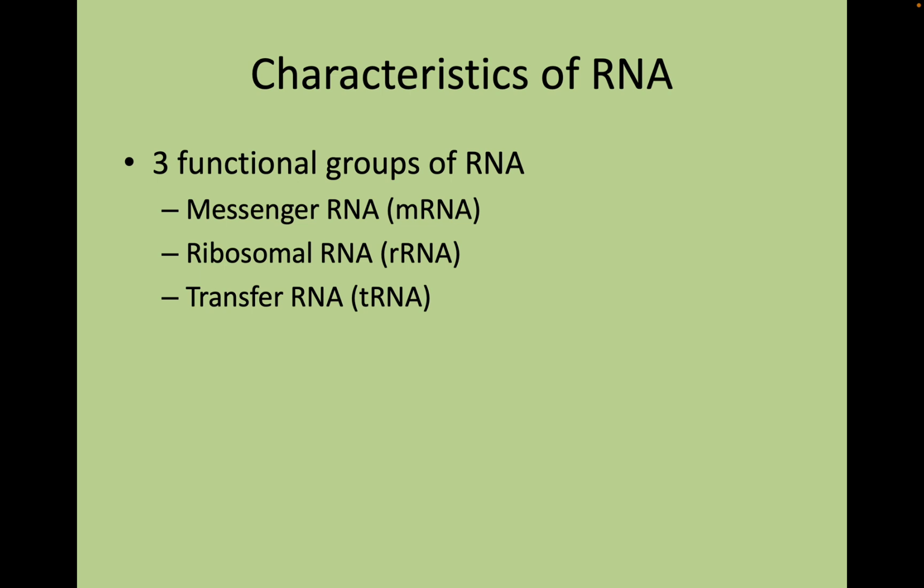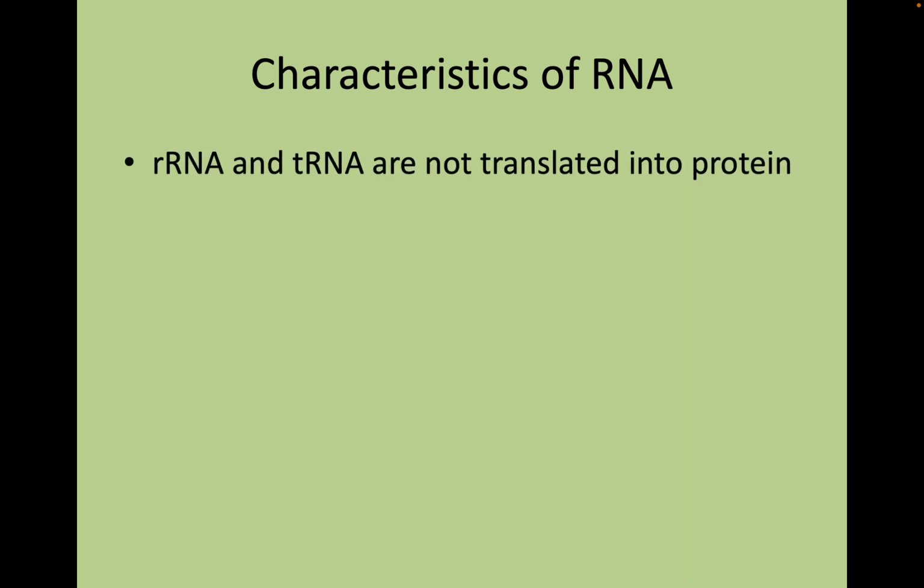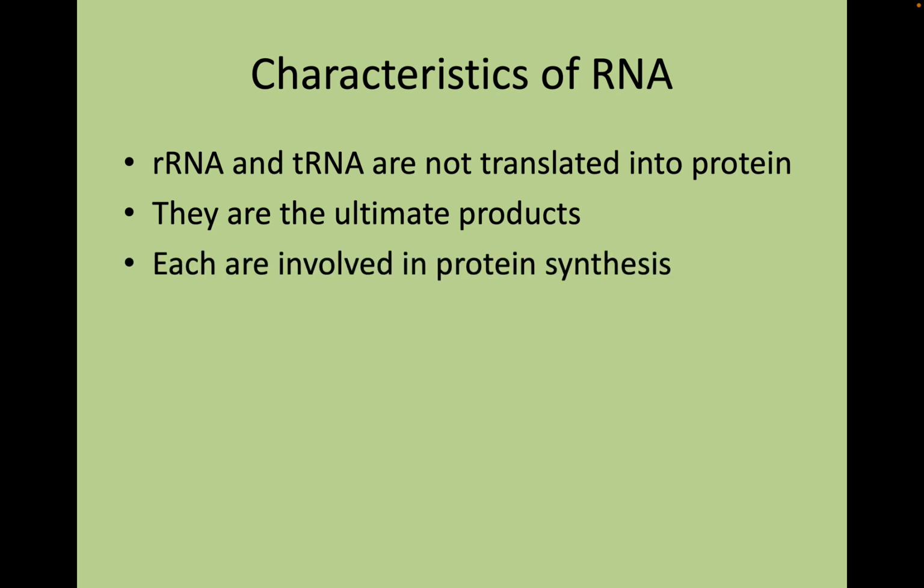There are 3 functional groups of RNA. There are messenger RNAs, or mRNA, ribosomal RNA, or rRNA, and transfer RNA, tRNA. rRNA and tRNA are not translated into protein. They're the ultimate products. Each are involved in protein synthesis.